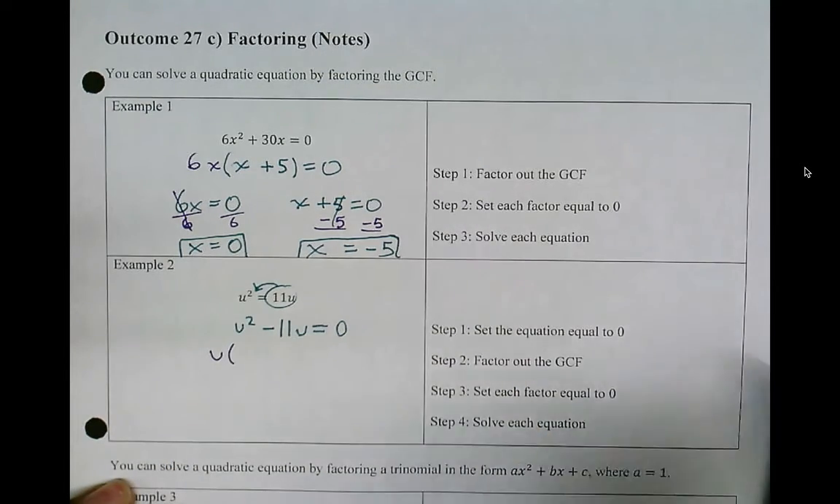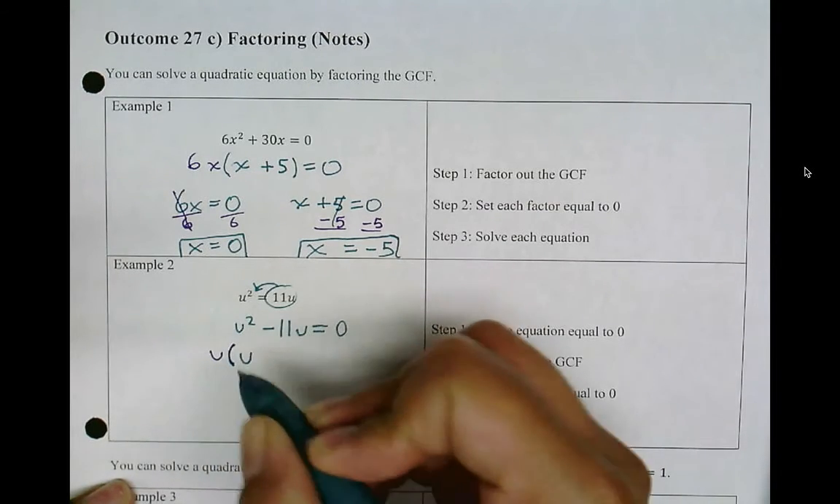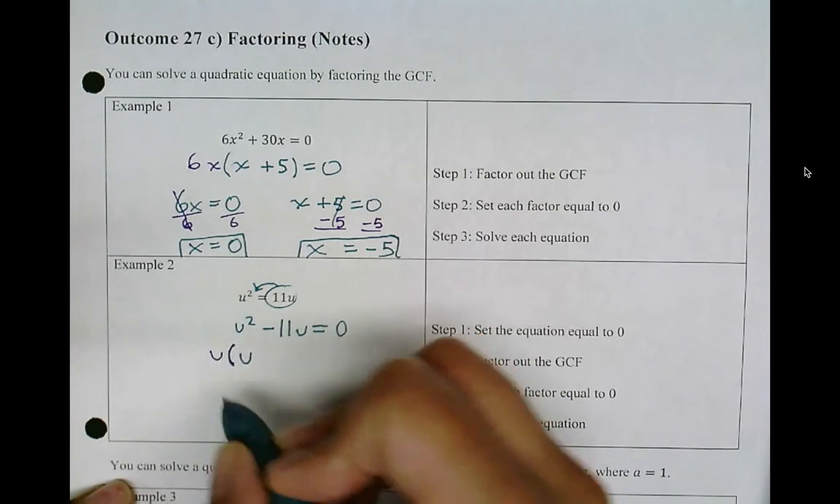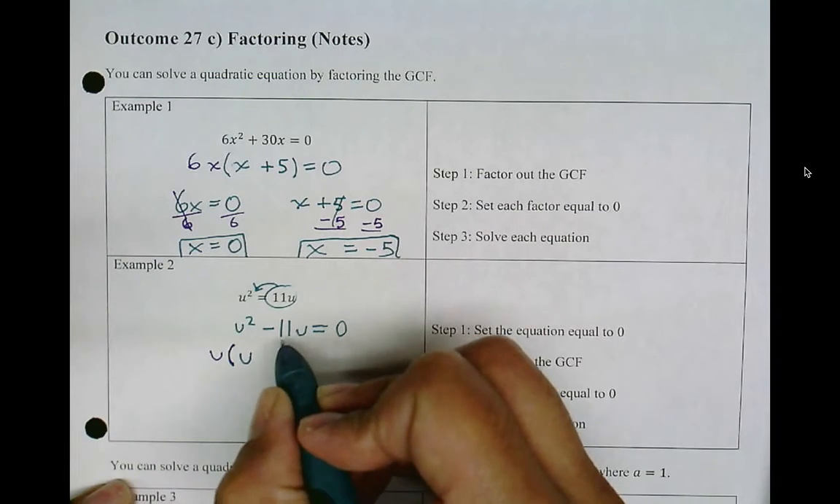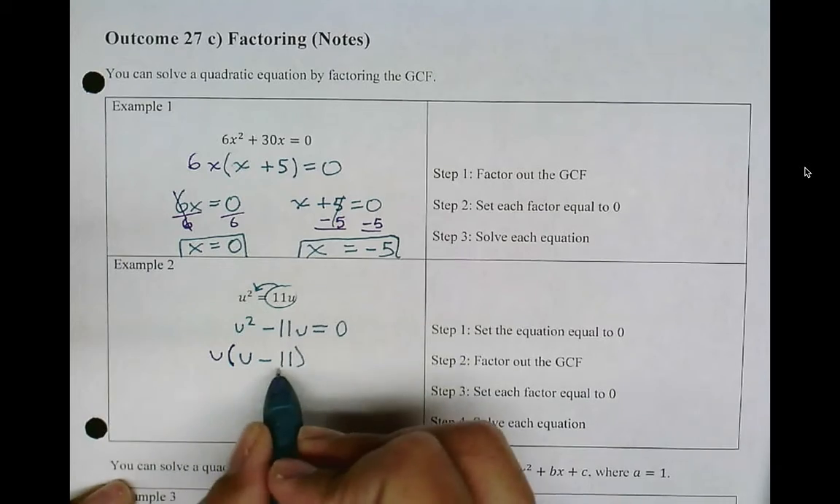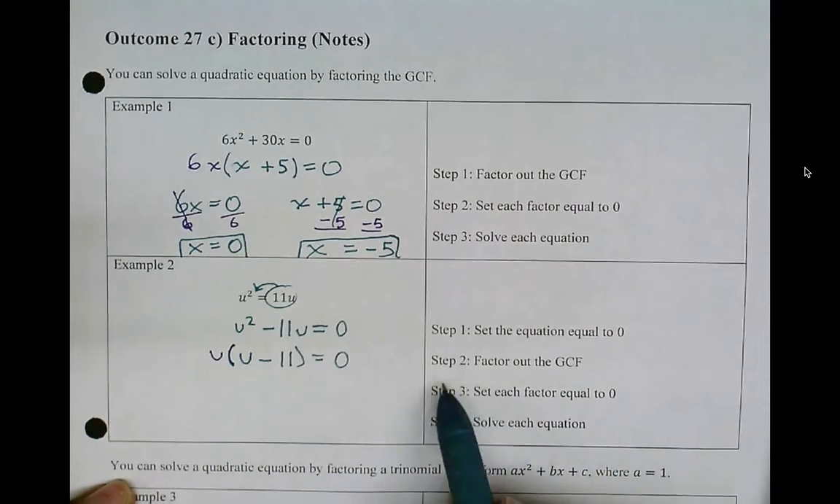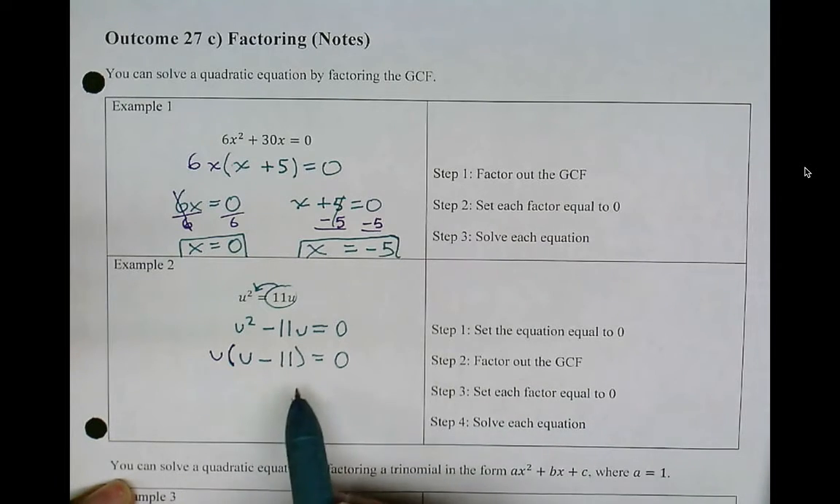So now, inside the parentheses, what does u get multiplied by to give us u squared? That's u, because u times u is u squared. U times what is minus 11u? That would be a minus 11, because that multiplied gives us minus 11u. Let's bring down the equal 0. That's step 1, factoring out the GCF. Now let's set each factor equal to 0.